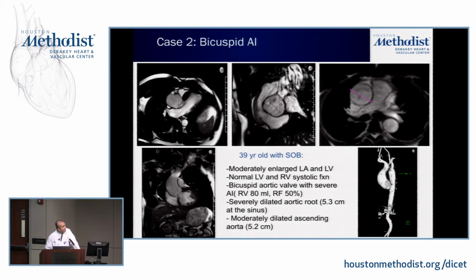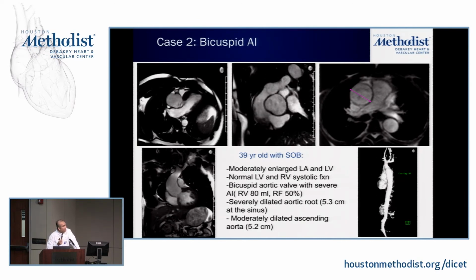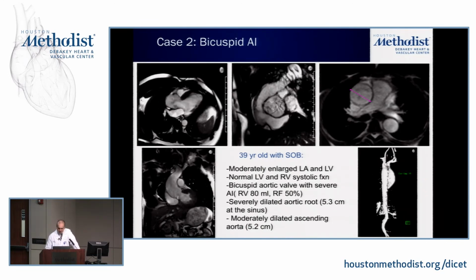Lastly, with AI, you also want to look at the valve itself, look to see if there's a bicuspid valve, and if there is, look for associated aortic aneurysm, as well as associated aortic coarctation.